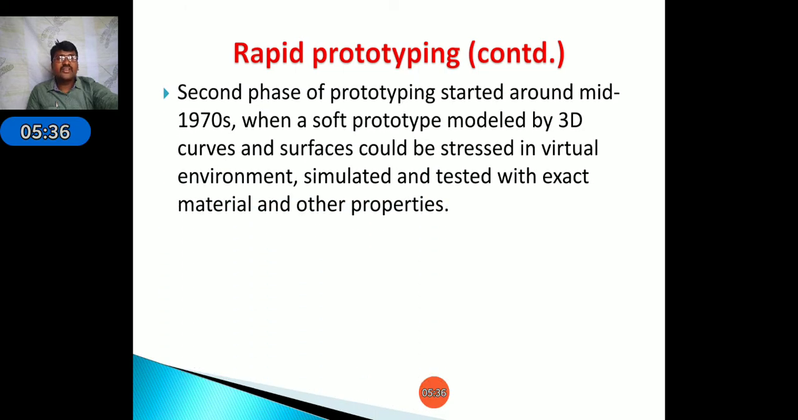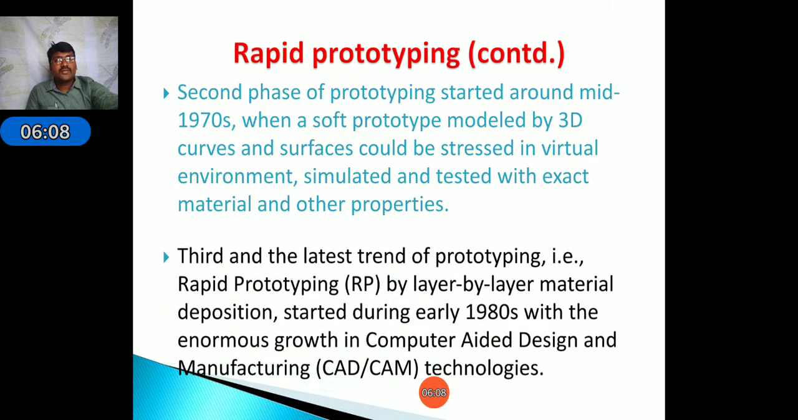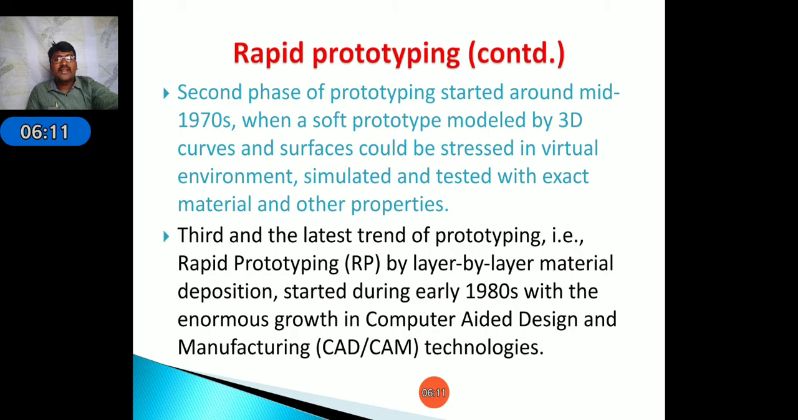The second phase of prototyping started around the mid 1970s, when a soft prototype model with 3D curves and surfaces could be stressed in a virtual environment, that is, simulated and tested with exact material and other properties. Suppose we have to make an object using some curves or patterns; we prepare the prototype and then test it in the second phase. The third and latest trend of prototyping is rapid prototyping.